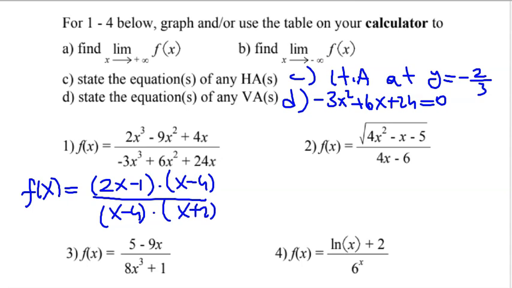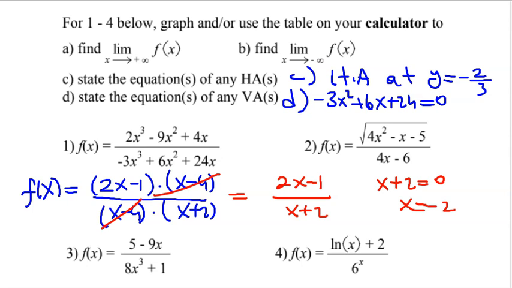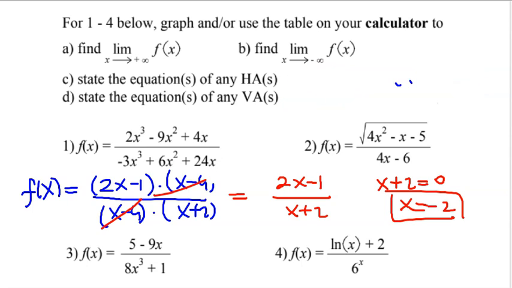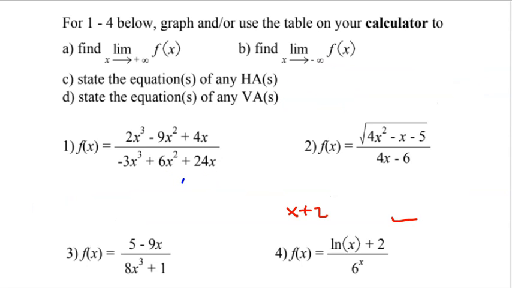Notice that the x minus 4 is a common factor, so we can simplify. After simplifying, I'm left with only 2x minus 1 on top and x plus 2 on the bottom. If I set the denominator equal to 0, which means x plus 2 equals 0, we get the vertical asymptote x equals negative 2. That's question 1. Let's move on to question 2. In question 2, we're going to do the exact same thing, finding the limits when x approaches both infinity and negative infinity.